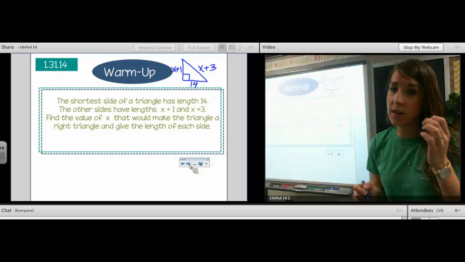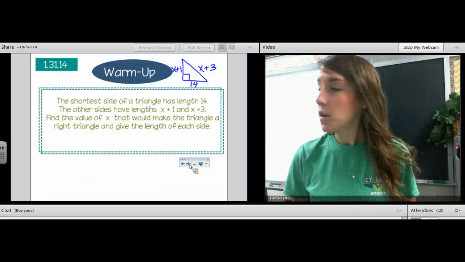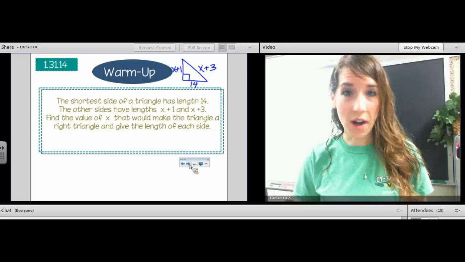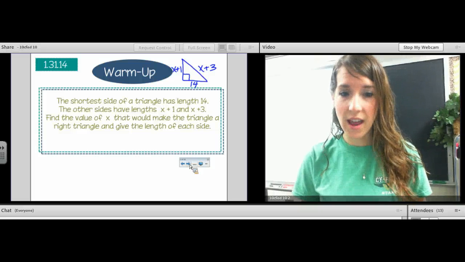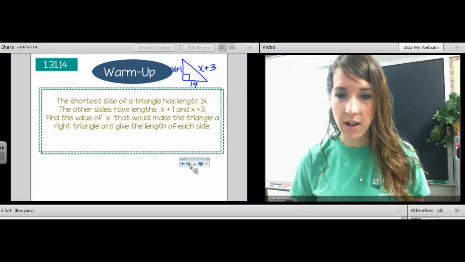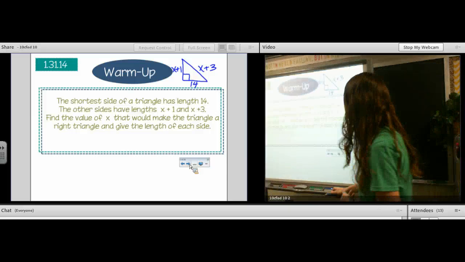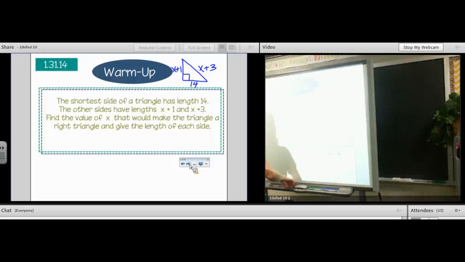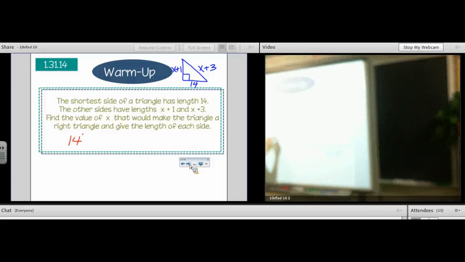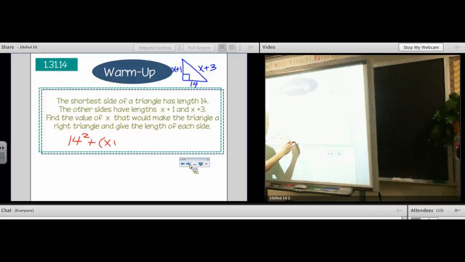Now, we did Pythagorean Theorem converse yesterday. So we learned a triangle is not a right triangle unless a squared plus b squared equals c squared. So that's the key to turning this triangle into a right triangle. So let's find out what x is going to be. We're going to force a squared plus b squared to equal c squared.